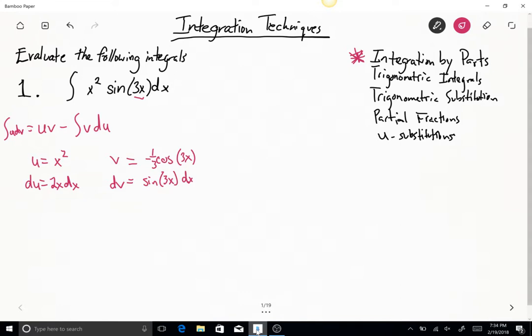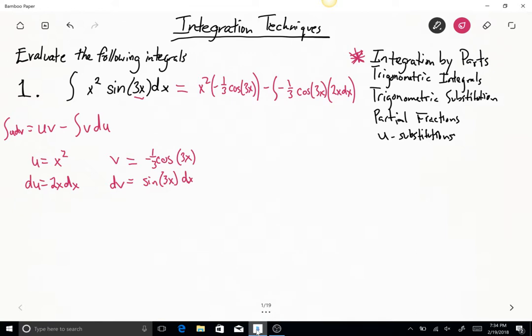So when we take that integral, what do we get? We get this integral equals u times v, so that's x squared times the negative 1/3 cosine of 3x, and then minus the integral of v, so negative 1/3 cosine of 3x, times du, which is 2x dx.